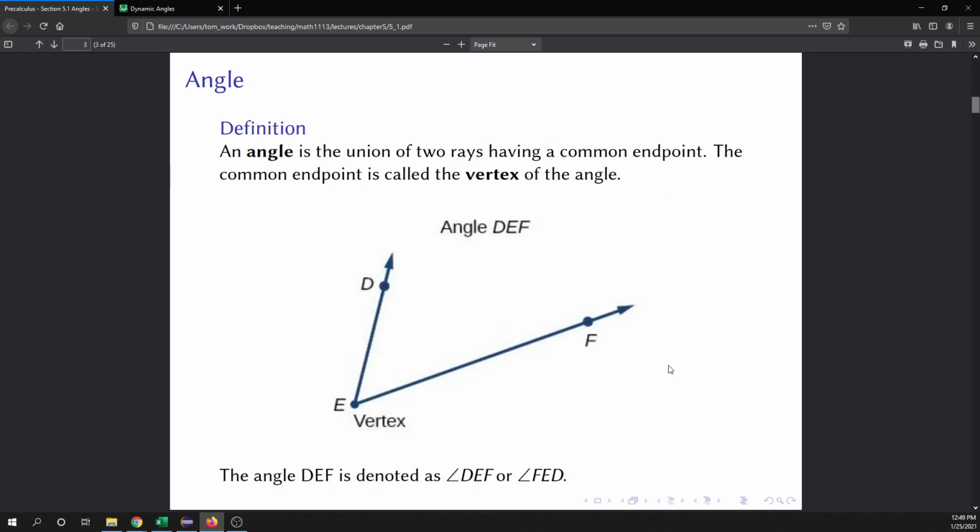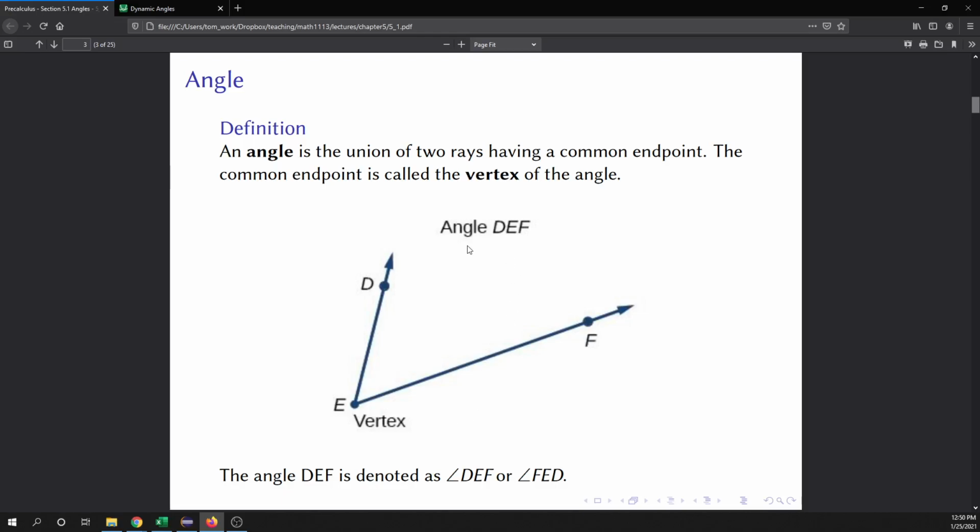All right, and that leads us to the definition of an angle. An angle is the union of two rays that have a common endpoint. Right here we have the ray EF and the ray ED, and you can see they have this common endpoint E. The two rays with the common endpoint form an angle, and that common endpoint is called the vertex of the angle.